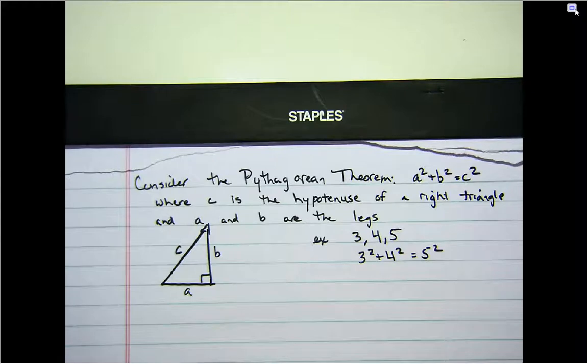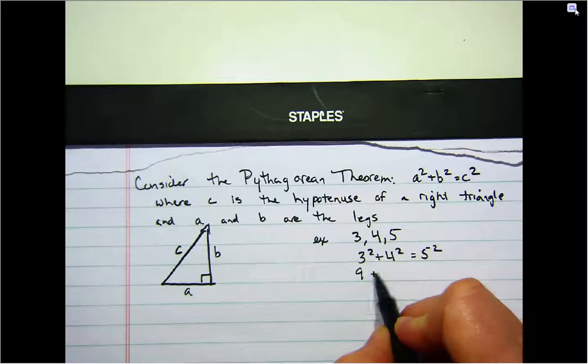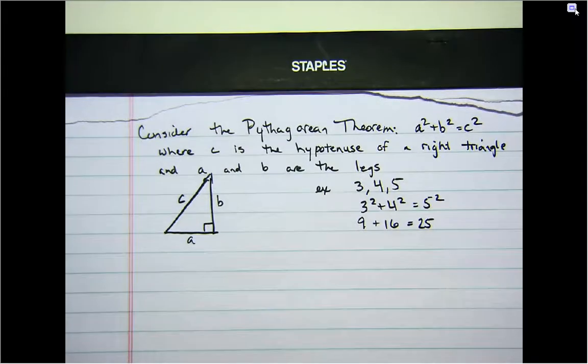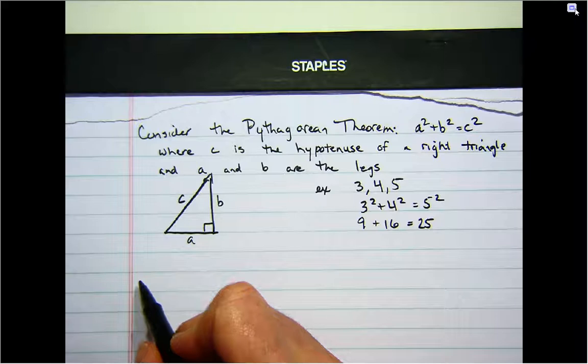So if a was 3, b was 4, and c was 5, then the hypotenuse would be the longest side, 5, and 3 squared plus 4 squared would be 5 squared. And in fact, you see that is true. Well, we're looking at a particular right triangle that the Pythagoreans considered.